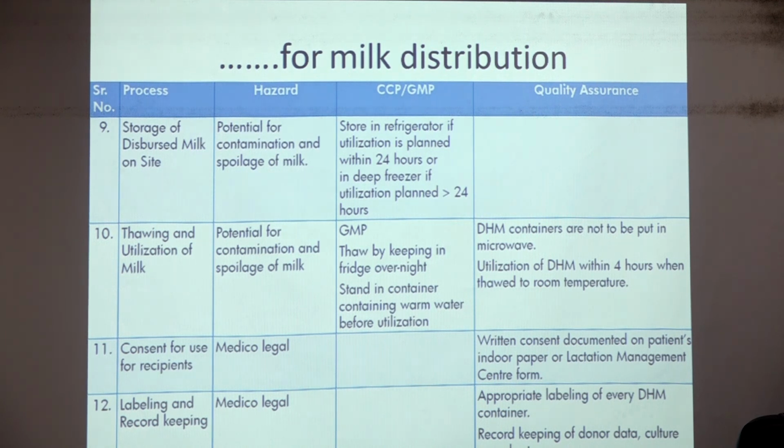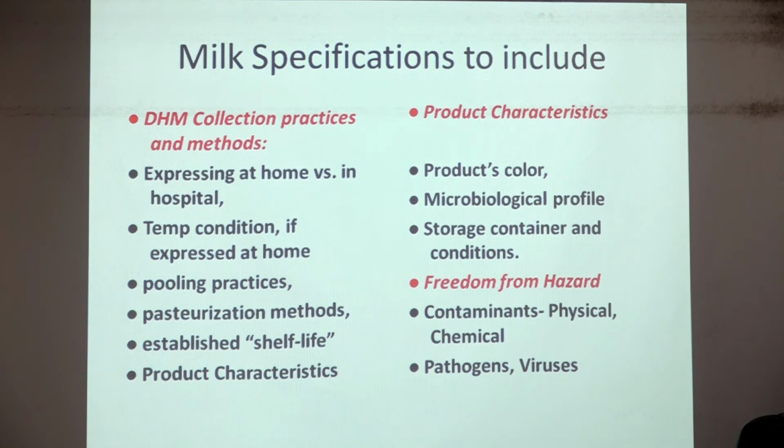And of course, a written document is to be there, with appropriate labeling of every DHM container and record. I have already told you that. Now, what happens to the milk? You should know exactly what the characteristics of the milk are, where it's being expressed, where temperatures are taken, what the cooling practices are, the water pasteurization practice. Each one has got an SOP.